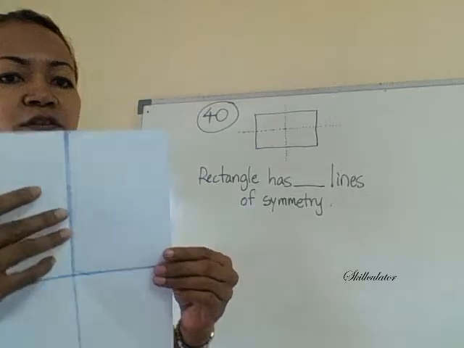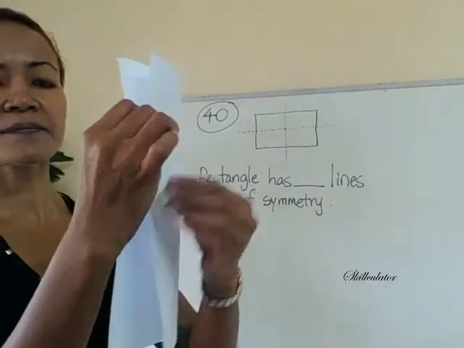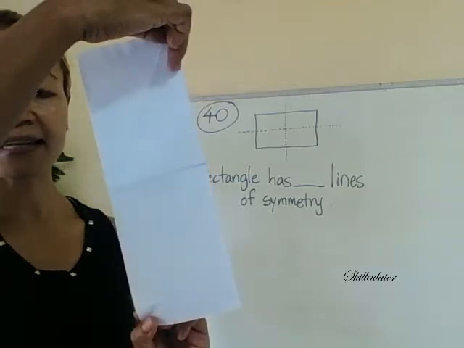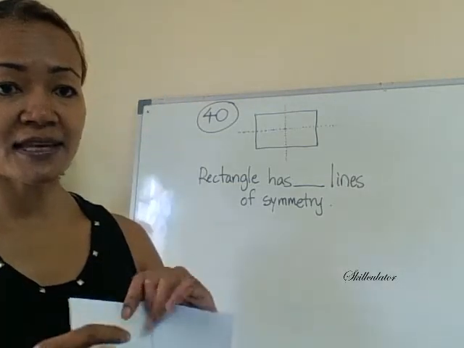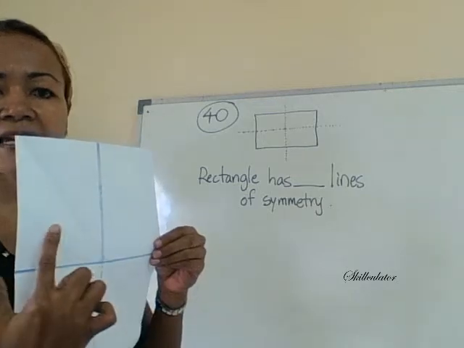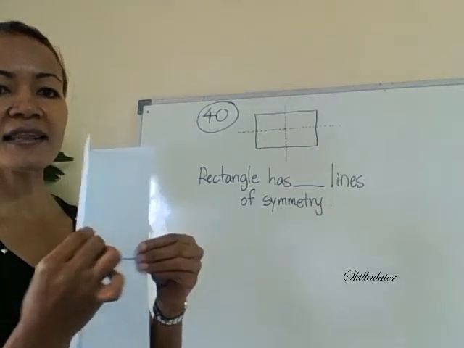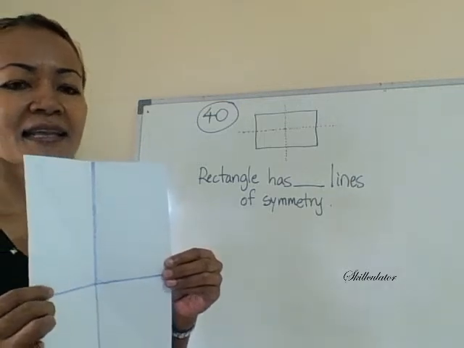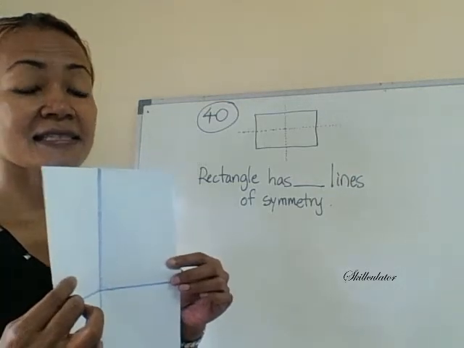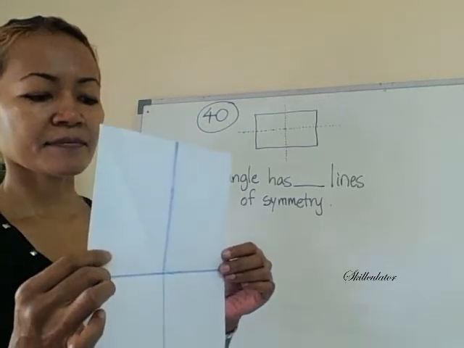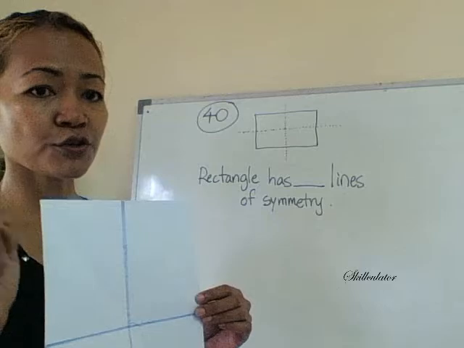So this one also goes through the midpoint. If I fold it here, this side and this side, they match exactly. So this side and this side along this line of symmetry running down here, these sides are also symmetrical, right? So that's a second line of symmetry. So we know for sure it has two.